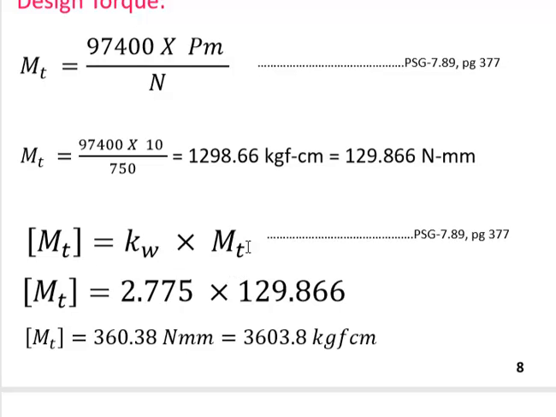we have found out. So when you have multiplied and calculated, the design torque comes as 360.38 Newton mm. And when you try to convert it into kgf centimeter, the value comes around 3603.8.